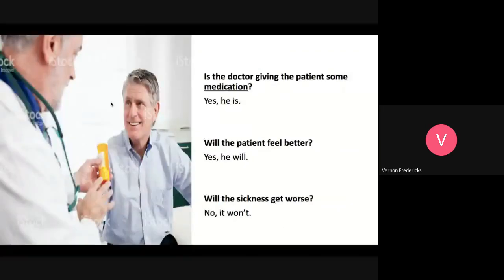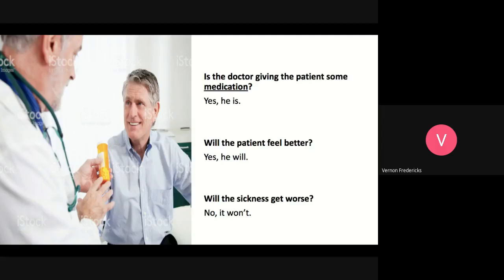Okay, medication is the word. You still remember what medication is, students? Medication is what we take to get better. Is the doctor giving the patient some medication? Yes, he does. Will the patient feel better? Yes, he will. Will the sickness get worse? No, it won't. So we usually take medication if we are sick.